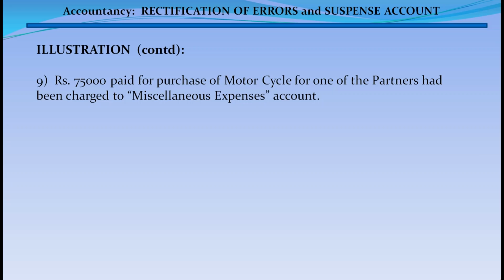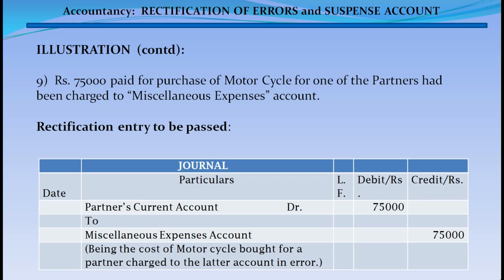9. 75,000 rupees paid for purchase of a motorcycle for one of the partners had been charged to miscellaneous expenses account. Rectification entry to be passed. Partner's current account debtor 75,000 to miscellaneous expenses account 75,000, being the cost of motorcycle bought for a partner charged to the latter account in error.